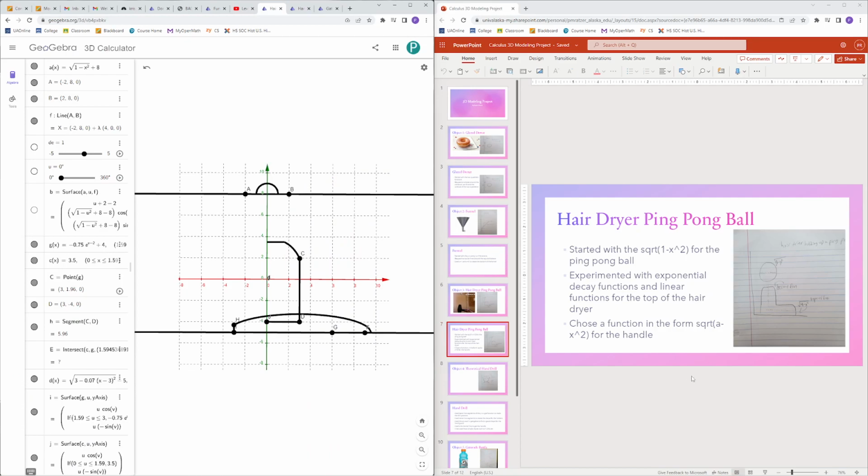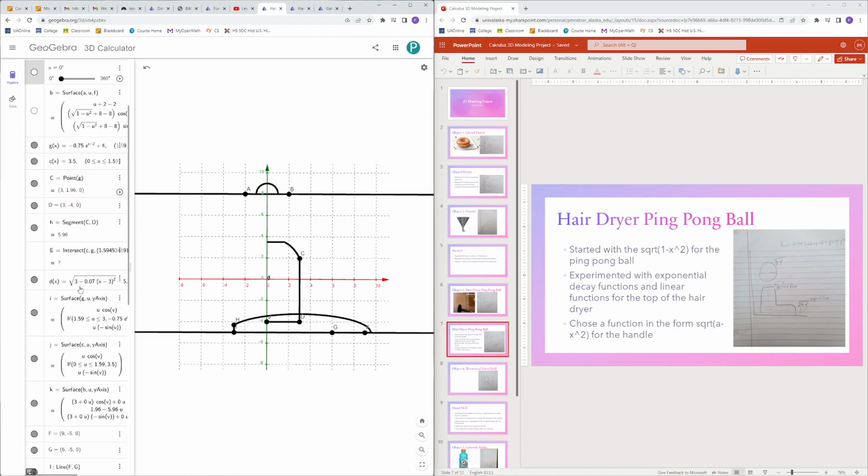Now, after that, I used some simple linear functions to give this bounds, rotated it around the y-axis, and that creates the top of the hairdryer, as you can see right here. As for the bottom of the hairdryer, I chose a function in the form of square root of a minus x squared. Very similar to this original function, except it's much wider, and I ended up going with the function 3 minus 0.07(x minus 3) squared minus 5, just to get it below the x-axis.